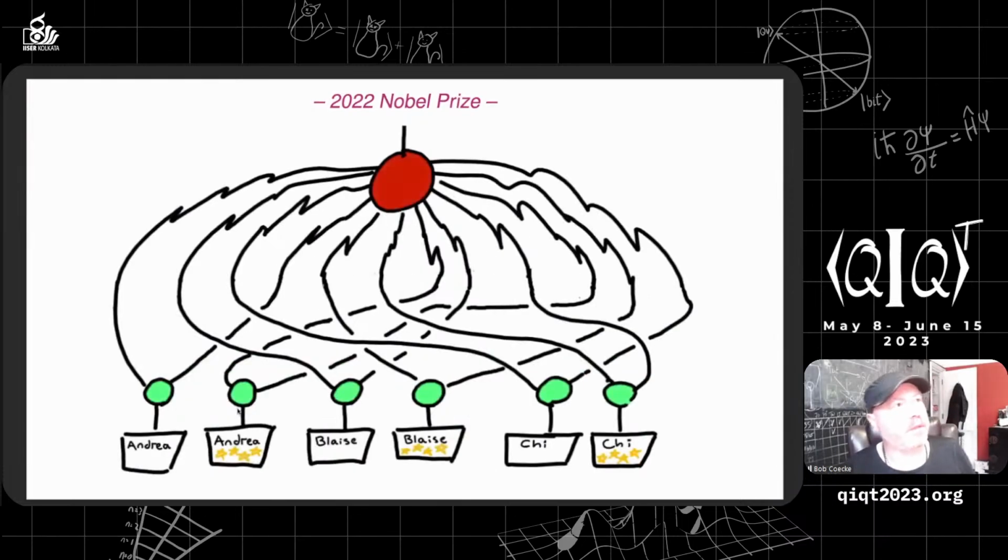Okay, now here we see a different diagram, and what this actually is, is the expression of non-locality. That is, the fact that there is no local hidden variable theory possible.